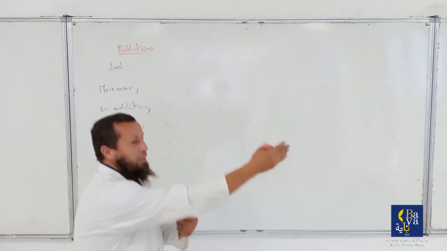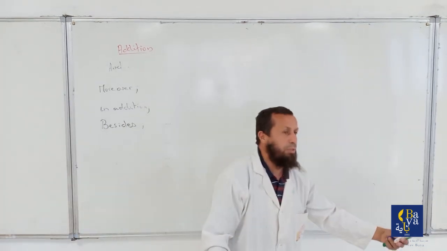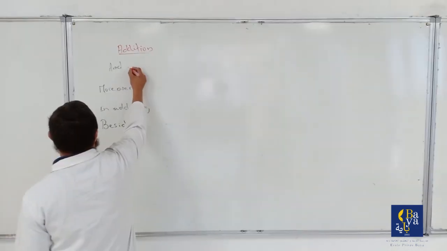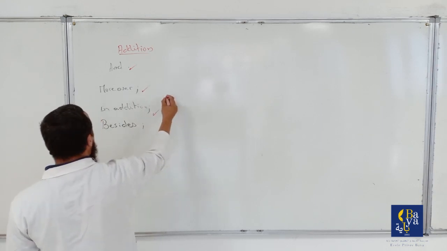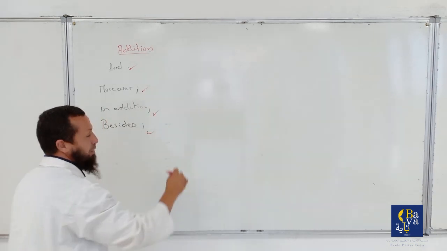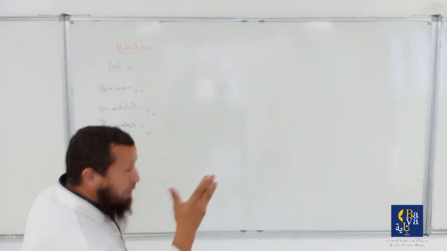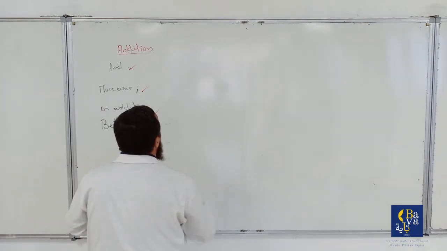To add something to another thing, to add information, to add a sentence to another one, we use and, moreover, in addition, besides. Sometimes we try to make a contrast.